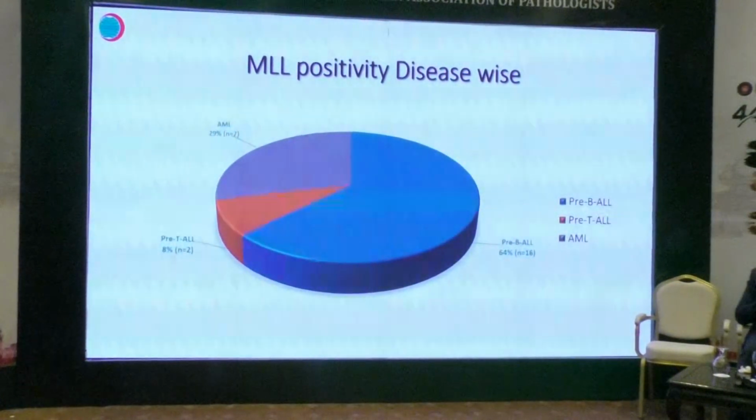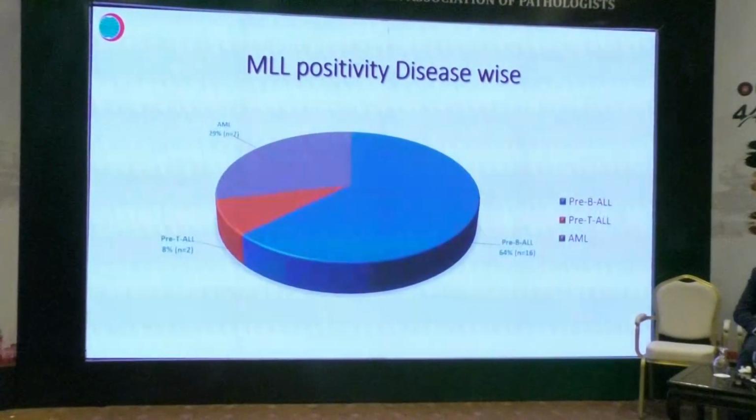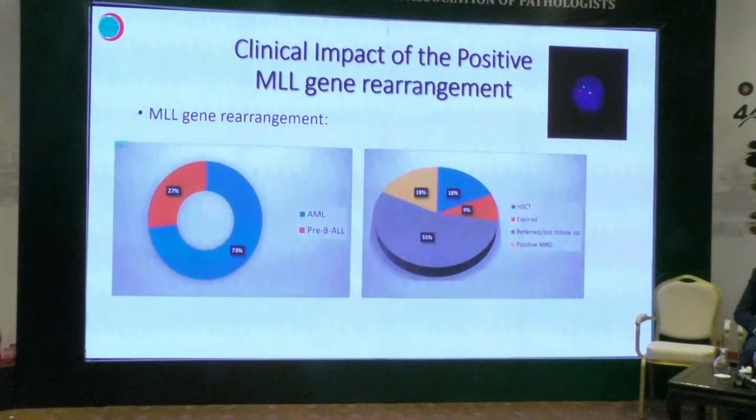So disease-wise, positivity was most commonly seen in precursor B acute lymphoblastic leukemia, followed by AML, and then precursor T acute lymphoblastic leukemia. Talking about the clinical impact of the different signal patterns, the break-apart signal was most common in AML. One patient was able to make it up to hematopoietic stem cell transplant. One patient expired, and we had 2 cases of positive MRD.